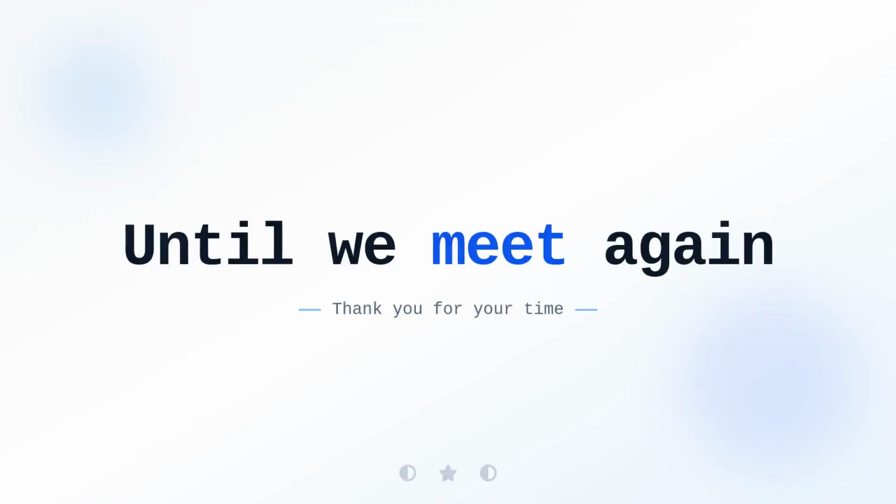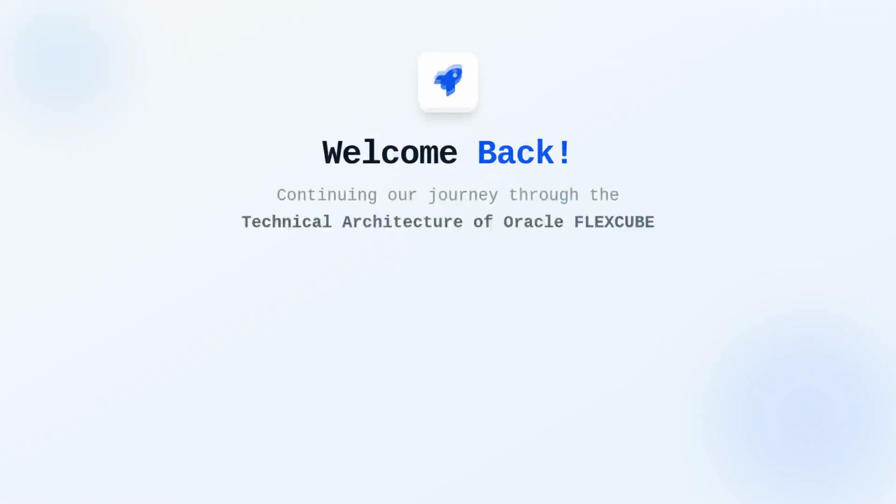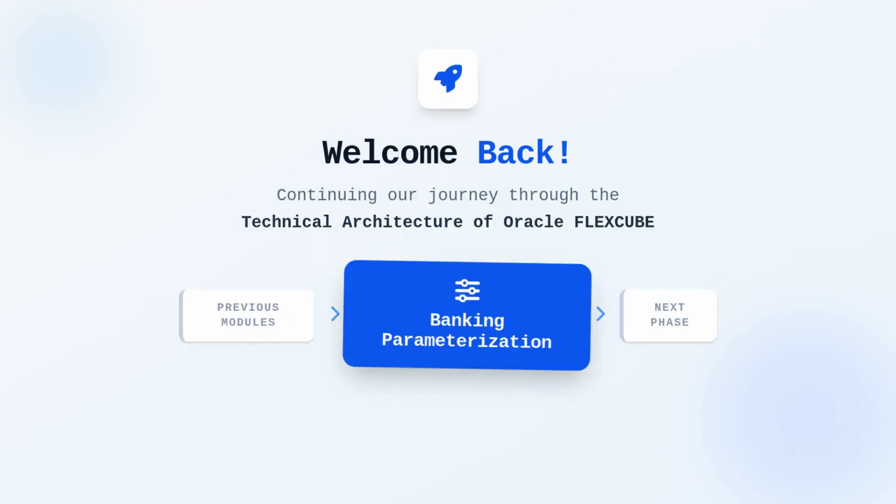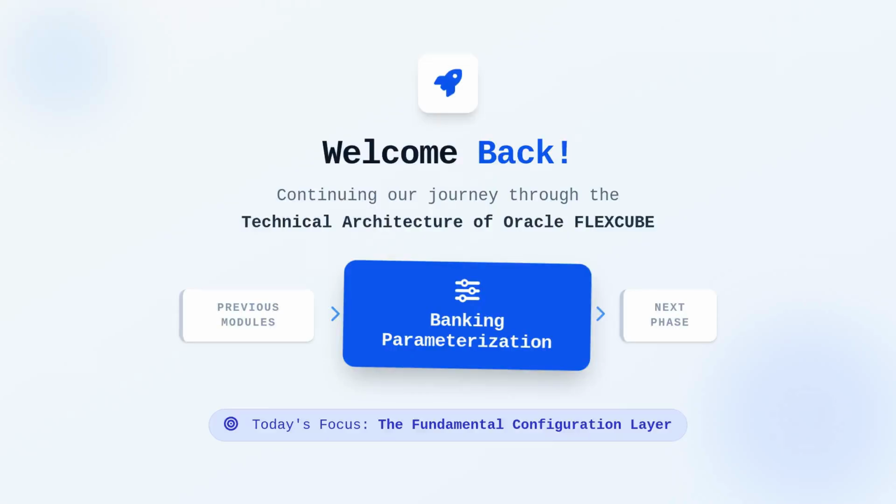Until we meet again. Welcome back to our journey through the technical architecture of Oracle FLEXCUBE. Today, we are shifting our focus to the fundamental configuration layer known as banking parameterization.